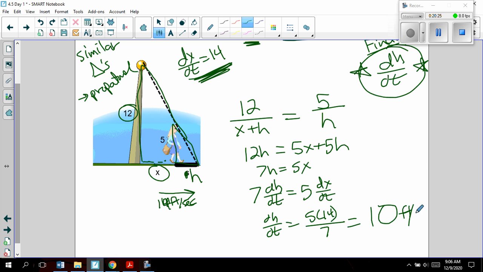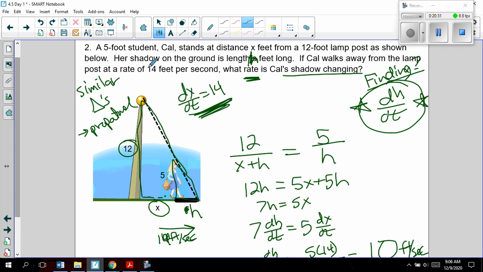Units, sometimes we'll ask you for them. They're not required, but it would be feet per second because that's what your 14 was in. Your lengths were in feet, so this is feet per second as well.